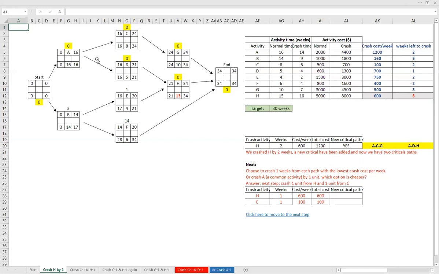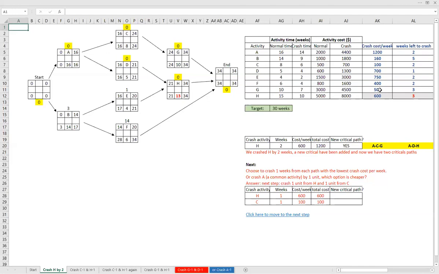Next step is, because we have 2 critical paths, we need to crash 1 unit from each critical path, 1 activity that has the lower cost per week. Now we're going unit by unit. So which activity on ACG has the lowest crash cost per week? A is 1,200, C is 700, and G is 500.